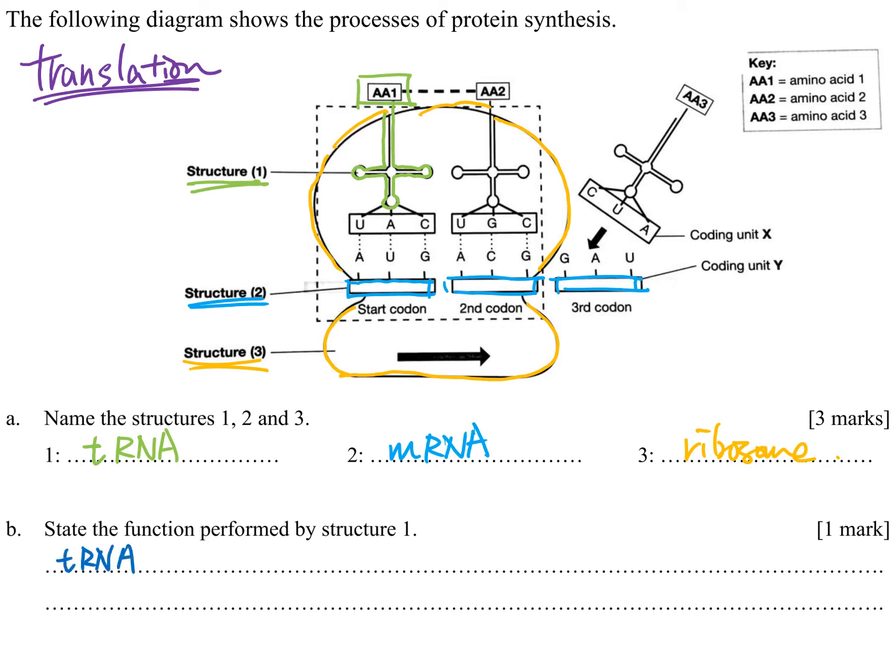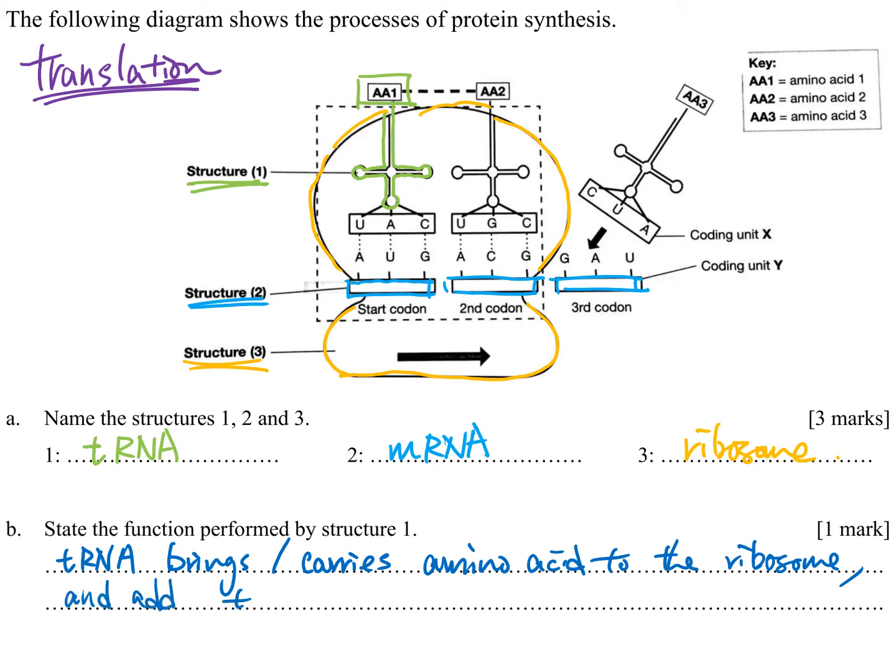tRNA brings or carries amino acid to the ribosome. And then add it to the growing polypeptide. And all together in here, you get 1 mark.